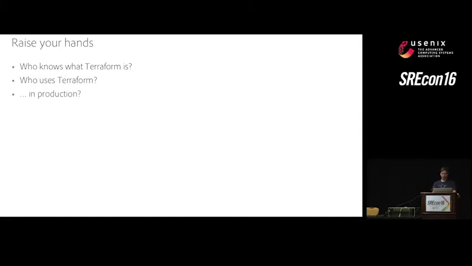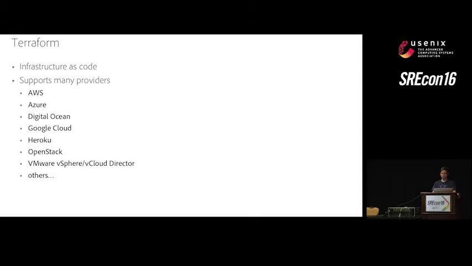All right. So as a little overview, Terraform is infrastructure as code. It supports a lot of providers. It supports AWS, obviously we're using it for that, and Azure and DigitalOcean and Google Cloud, and there's a lot of other services that it provides. We're just going to be talking about AWS today because that's, I think, probably the best use case right now. It's the best supported.